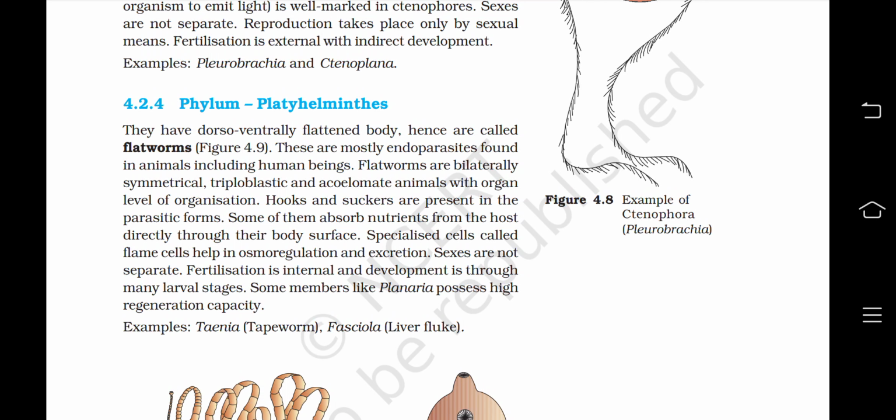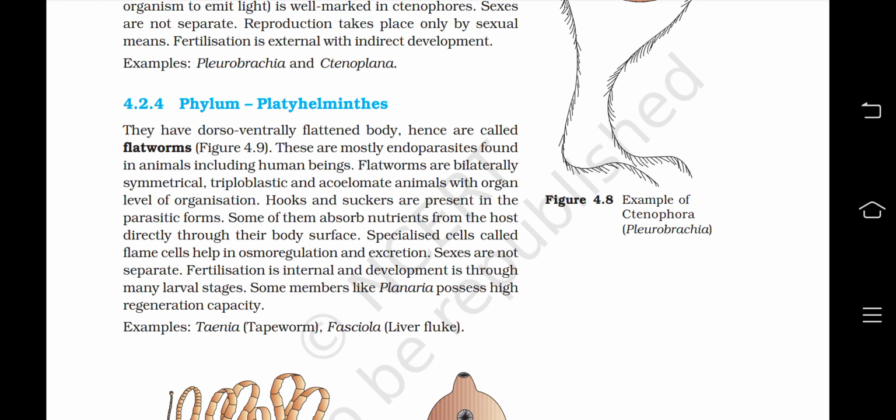Some of them absorb nutrients from the host directly through their body surface. Specialized cells called flame cells help in osmoregulation and excretion. Sexes are not separate, which is hermaphrodite. Fertilization is internal and development is through many larval stages. Some members like planaria possess high regeneration capacity.